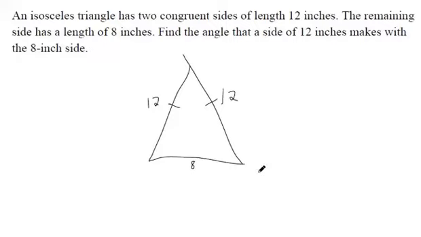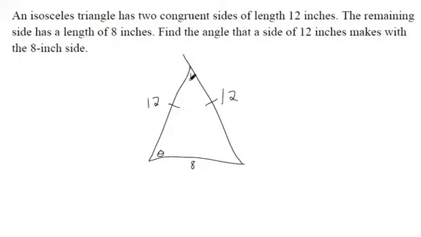So we're supposed to find the angle that a side of 12 inches makes with the 8-inch side. So here's a side of 12 inches. Here's the 8 side. So we'll call this the angle x or theta, whichever one you want to use. That's what we're supposed to solve for. It's not a right triangle though, so we don't know which one the hypotenuse is. We can't use SOHCAHTOA. We can't use any of those.